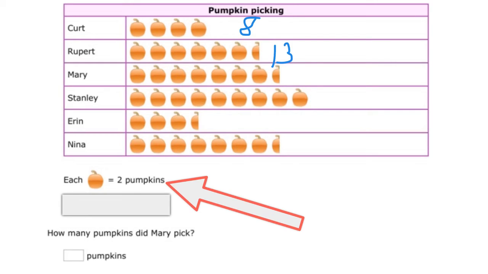Mary has a similar situation. 2, 4, 6, 8, 10, 12, 14. And then because it's a half, it's only worth 1, which would be 15. Stanley's is simply, he doesn't have any half ones, so he'll be counting by 2 the whole time. And once again, I'm counting by 2 because each picture is worth 2 pumpkins. So 2, 4, 6, 8, 10, 12, 14, 16, 18.